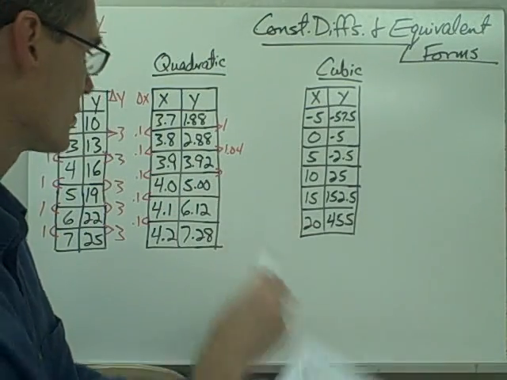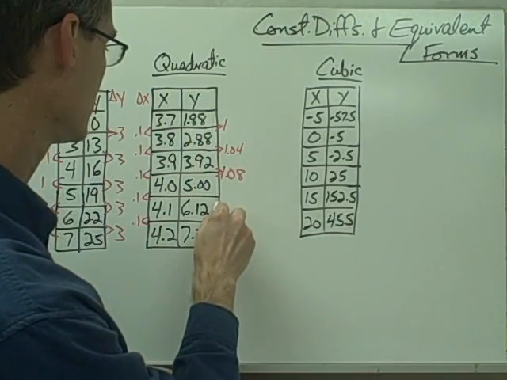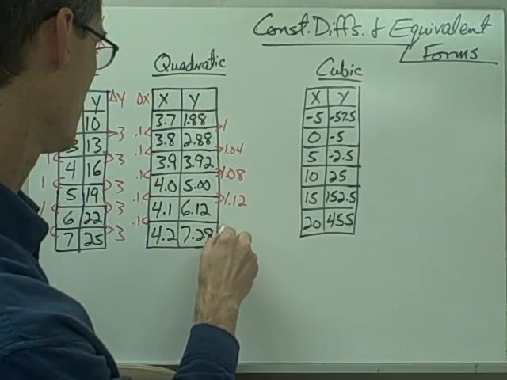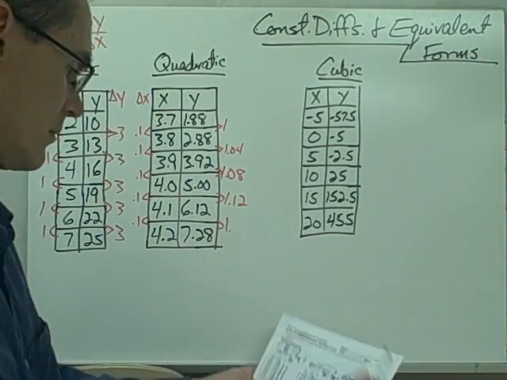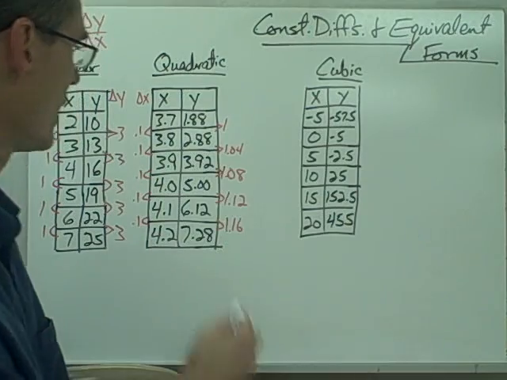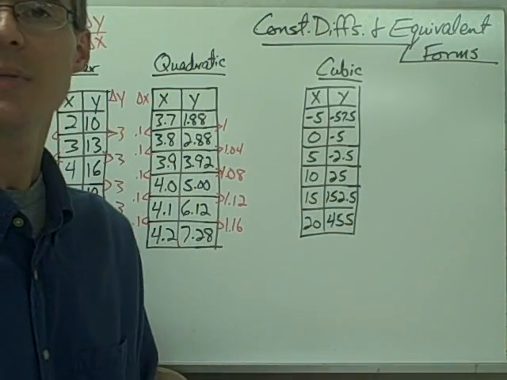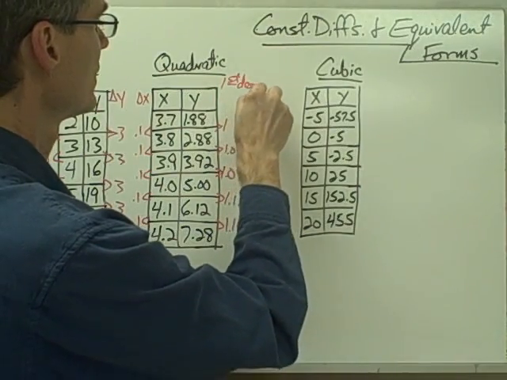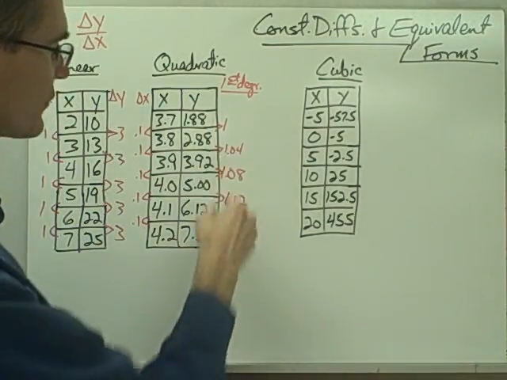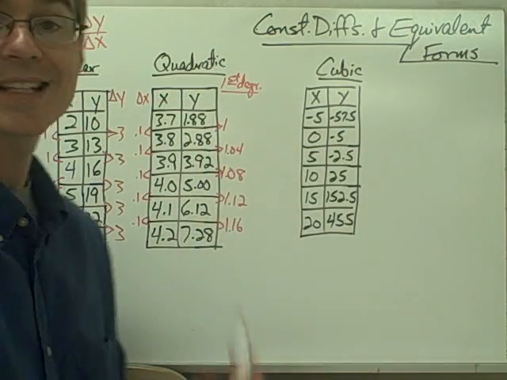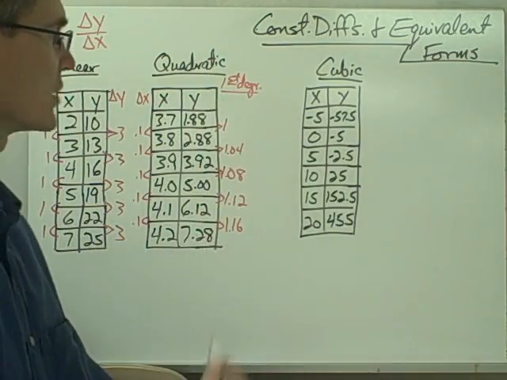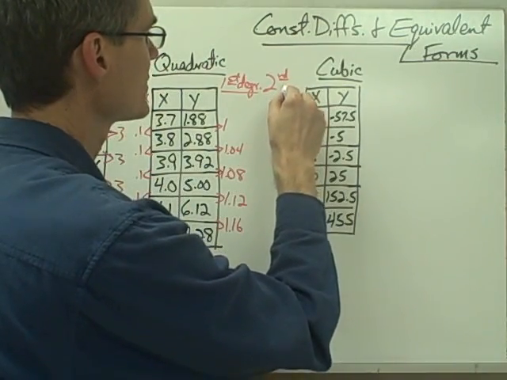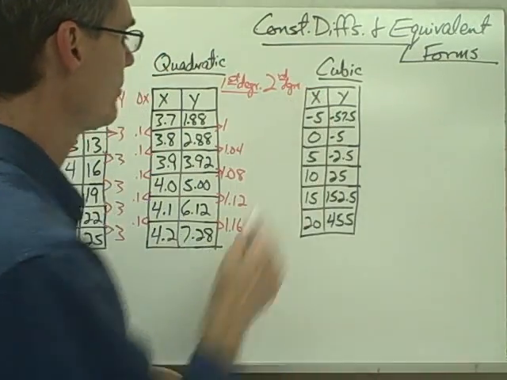5.00 minus 3.92 gives me 1.08. 6.12 minus 5 gives me 1.12. And this gives me 1.16. All right, so I can tell that this is not going to be a linear function. That is, it's not going to be a first degree polynomial, because my differences here, my delta y's, are not constant. So I don't have a constant rate of change here. So it's not a first degree polynomial. However, I can check to see if it's going to be a second degree polynomial.